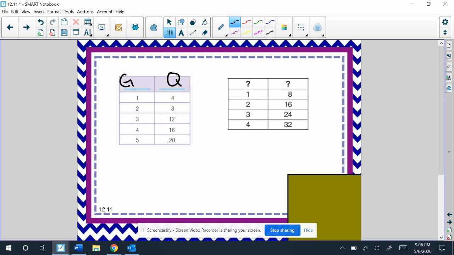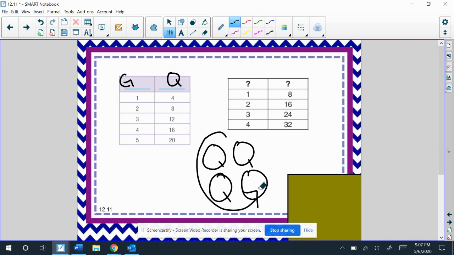So I'm going to draw it out to help me. I have my gallon. That's 1. Let's see if I can get 8 in it. Well, it's not quarts. There are not 8 of those. Let's draw the pints.